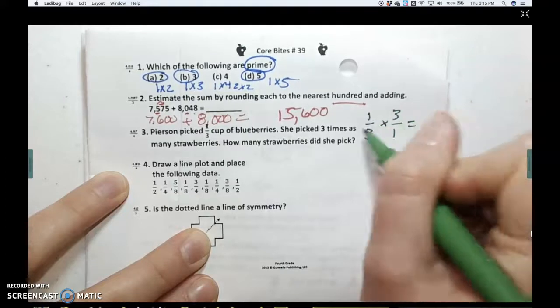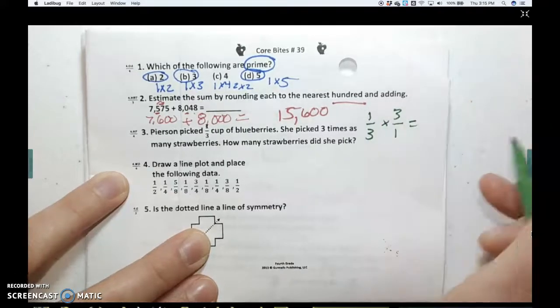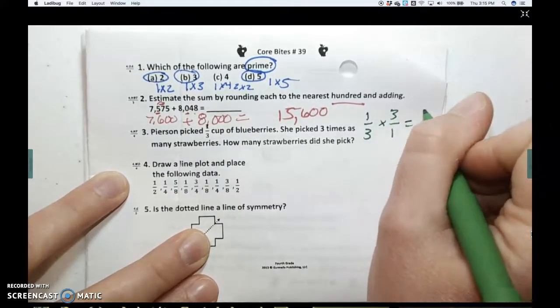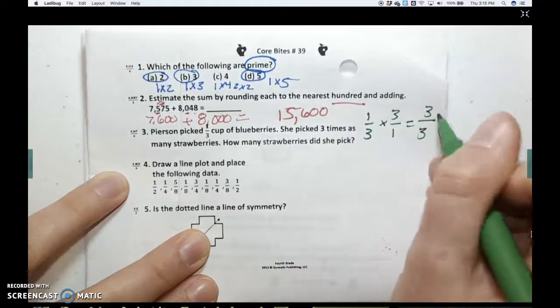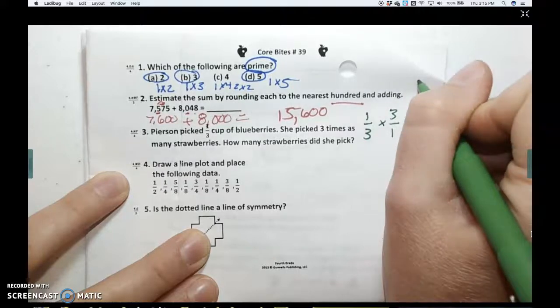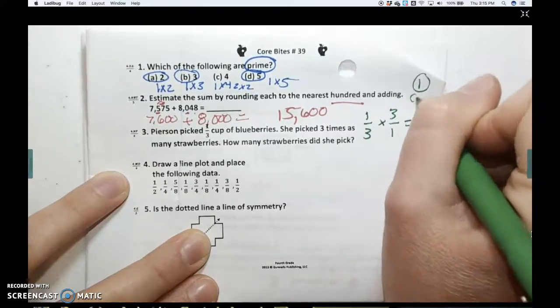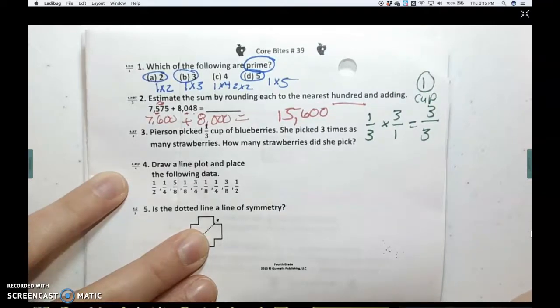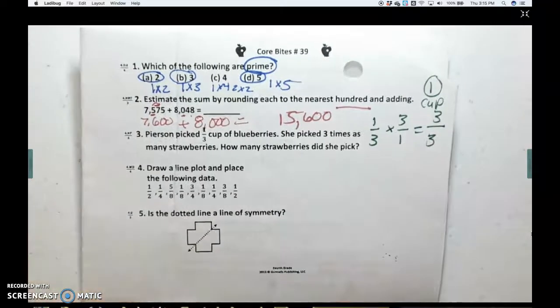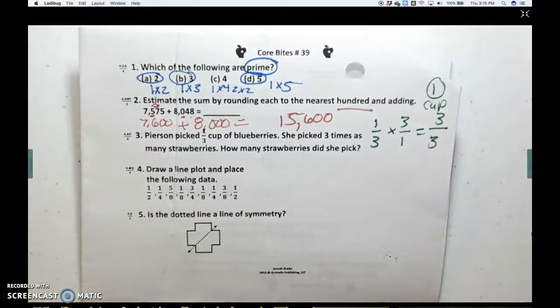So you would multiply across the numerator and the denominator. So you would say 1 times 3 is 3. And then you would say 3 times 1 is 3. And 3 over 3 gives you 1. So the answer would be 1 cup. 1 cup of strawberries.